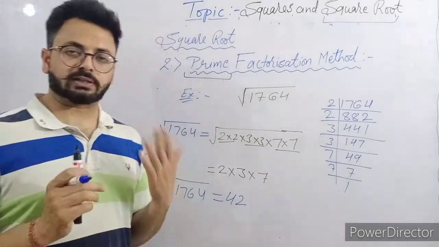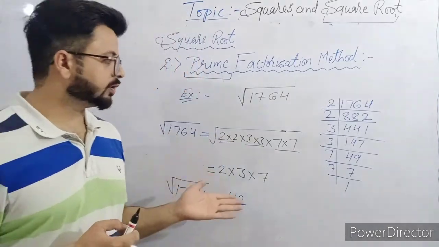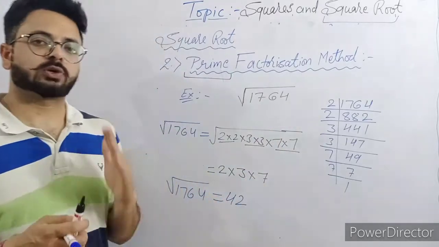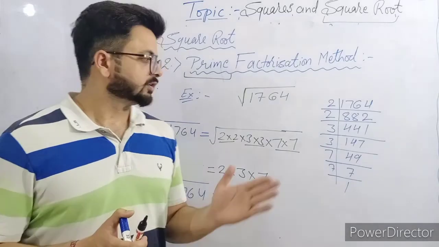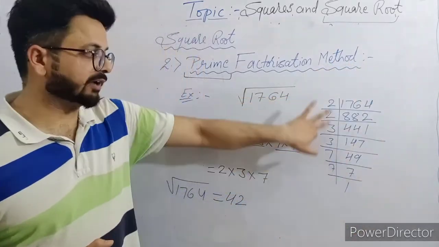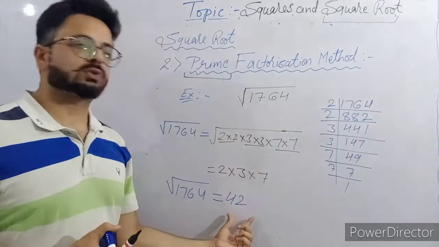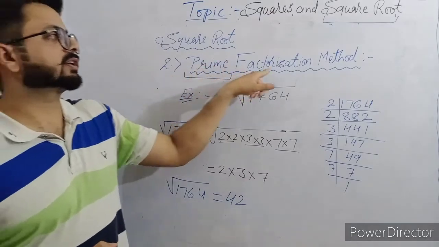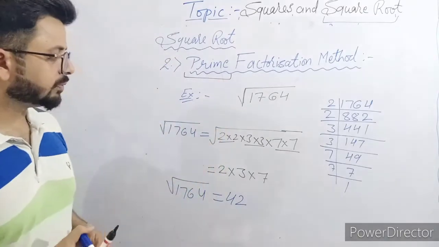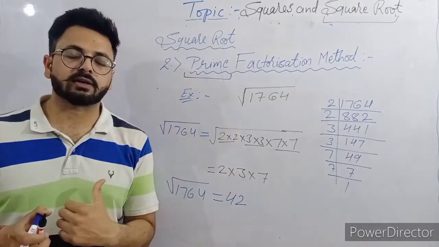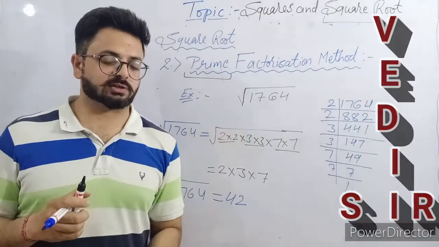The prime factorization method is also a very easy and very useful method. We almost always use this method because it's easy to solve questions and easy to understand also. With the help of this prime factorization we are calculating the square root. So this method's name is the prime factorization method for finding the square root. You solve more and more questions on this and then discuss your doubts. I don't think you will face any doubt in this prime factorization method.